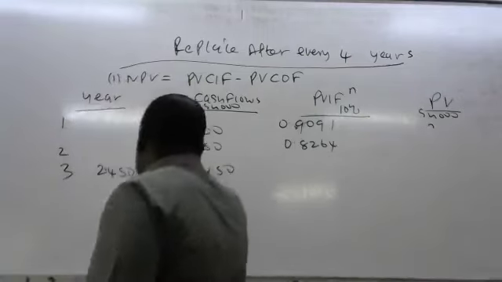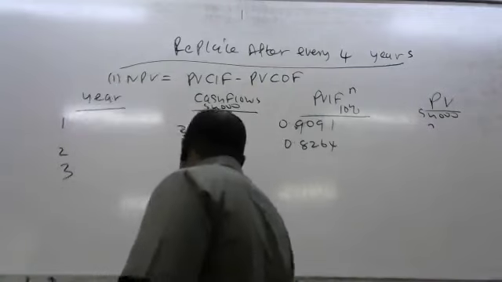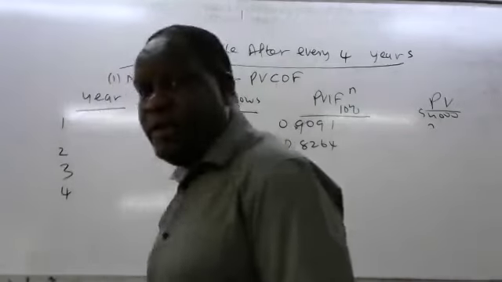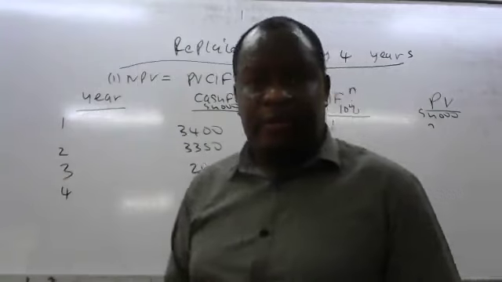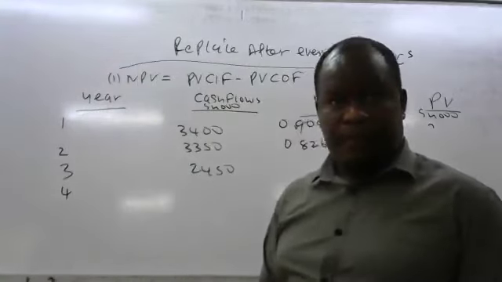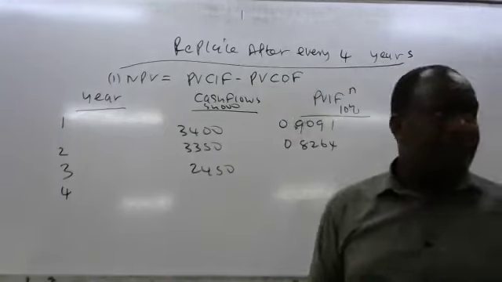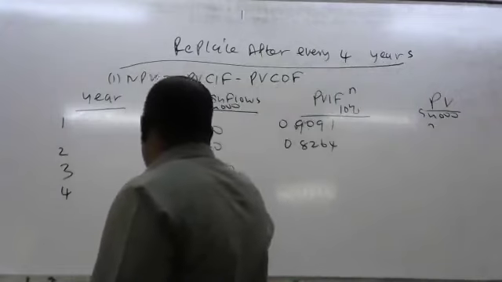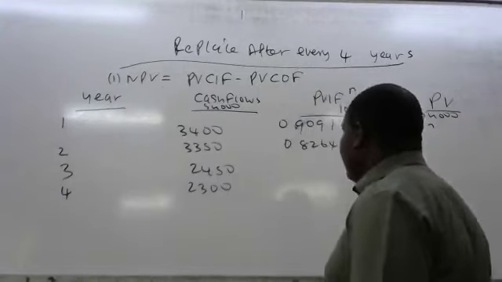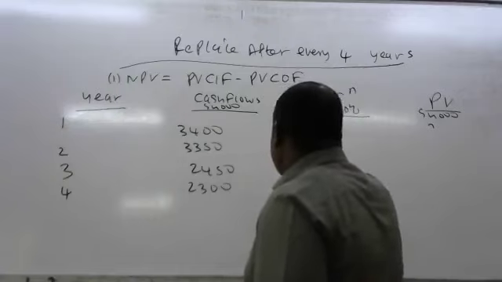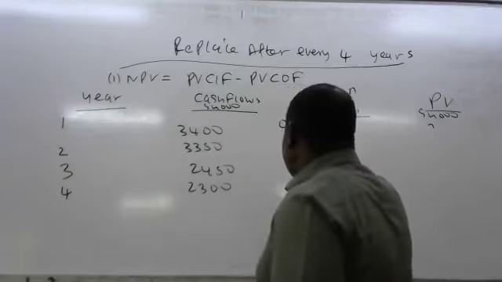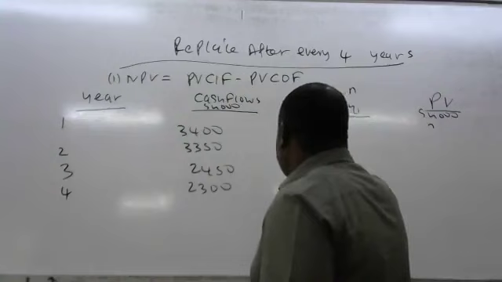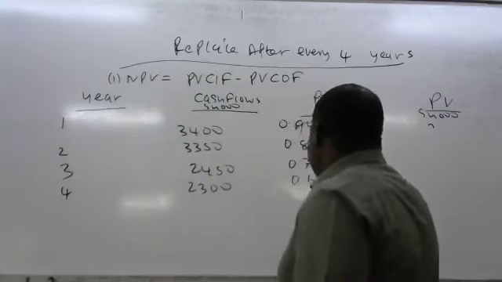Then we now also factor in the cash flows for year 4. Year 4 cash flows were how much? Sorry, 2,300. So year 3 factor is 0.7. Then year 4 should be 0.6830.